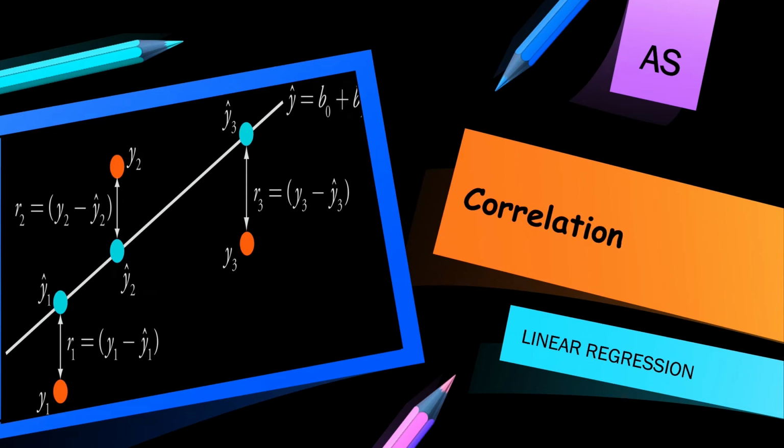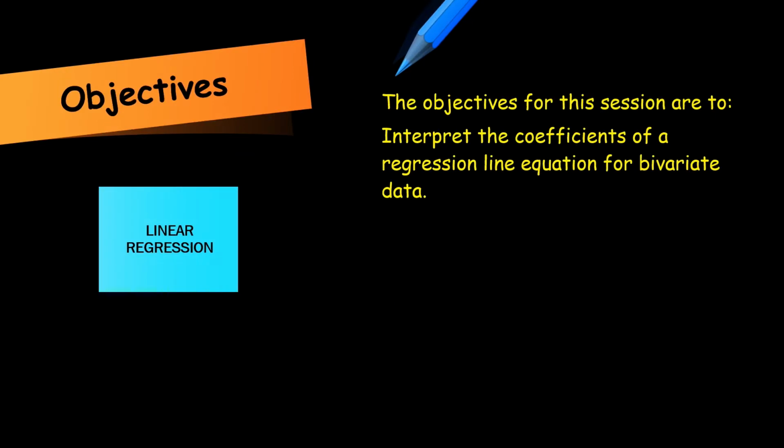Welcome to the session on correlation, linear regression. The objectives for this session are to interpret the coefficients of a regression line equation for bivariate data.